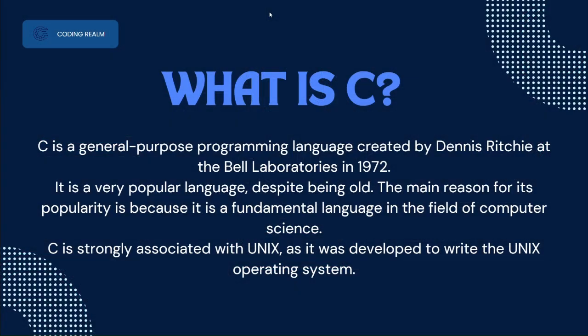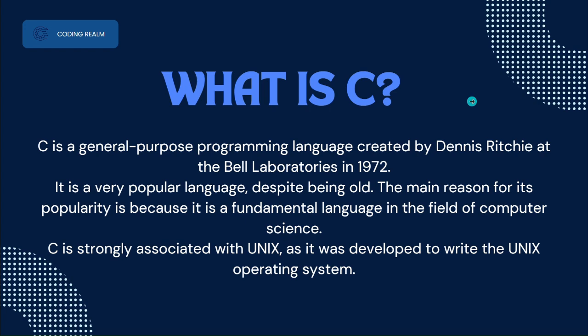Let's start with what is C. C is a general purpose programming language created by Dennis Ritchie in 1972. It is a very popular language despite being old. The main reason for its popularity is because it is a fundamental language in the field of computer science. C is strongly associated with Unix, as it was developed to write the Unix operating system. This is the importance of C and what is C.